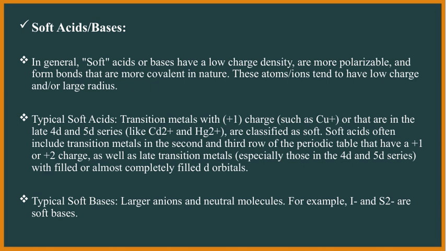On the other side, soft bases tend to be larger anions or neutral molecules. For example, iodide, I-, and sulfide, S2-, are classic examples of soft bases. Their larger size and polarizability make them more willing to share their electrons with soft acids, facilitating covalent bonding. Understanding these concepts is crucial because the interaction between soft acids and soft bases often dominates in many coordination and organometallic chemistry scenarios. Recognizing which species are soft helps us predict the stability and nature of the complexes they form.